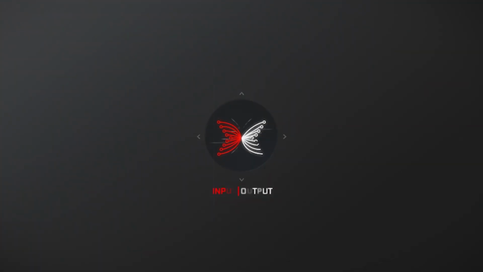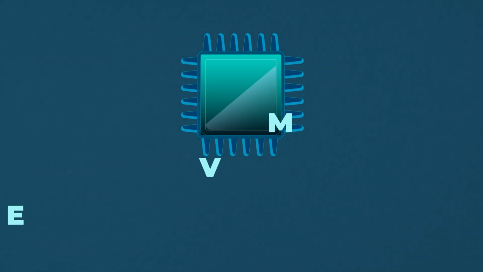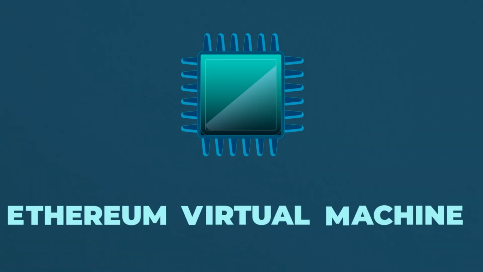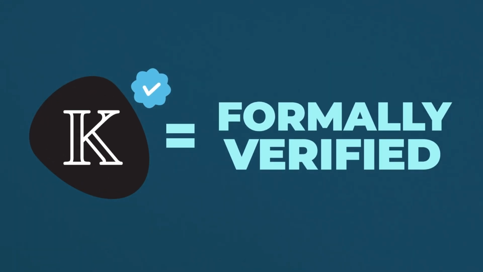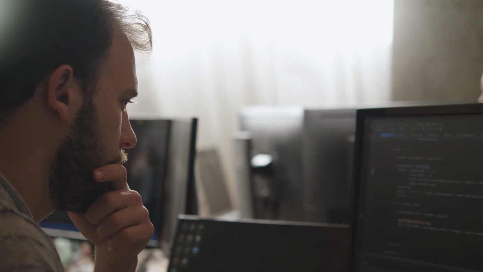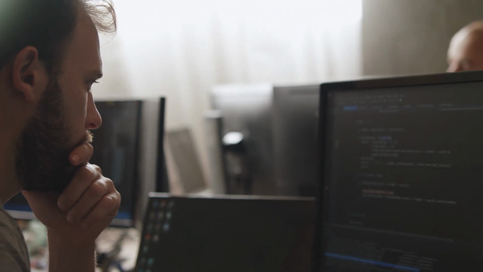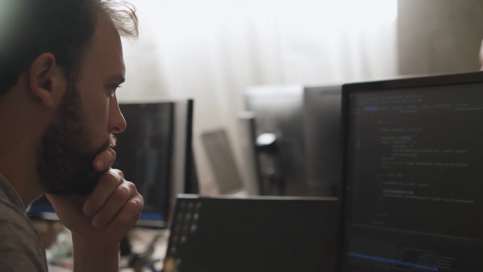The KEVM is here, and if you have no idea what the KEVM is, let me explain. So let's get right into it. EVM stands for Ethereum Virtual Machine, which is what Ethereum uses to translate Solidity into a readable language on Ethereum. And K is a framework used to formally verify software. It allows developers to define and implement formal semantics of a programming language in an intuitive and modular way.